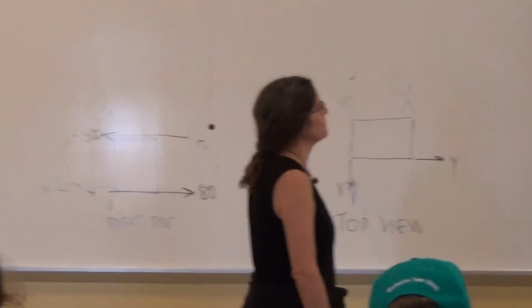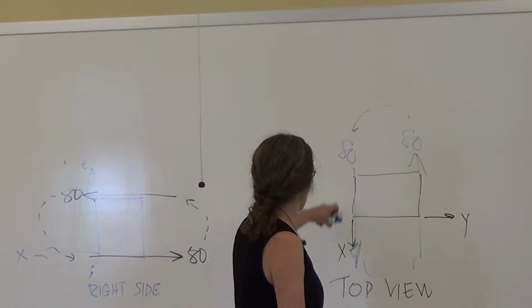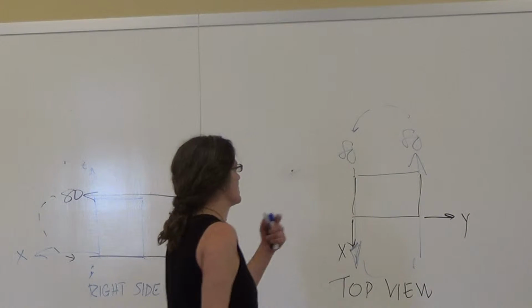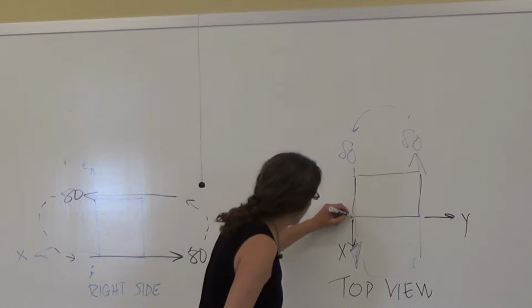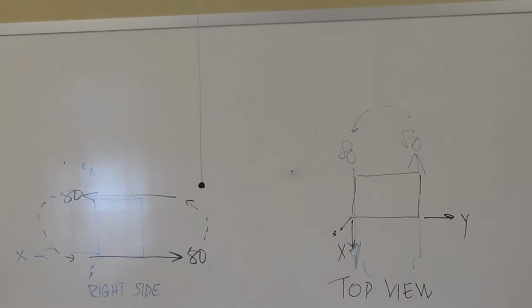In the top view, I have the 80 coming this way, 80 going that way. I have my x going this way, y going that way. It's creating a spin around the z. Z is coming out at you. It's just going to take practice.